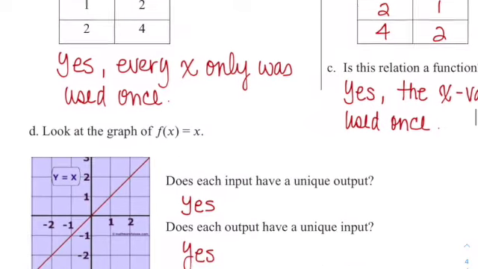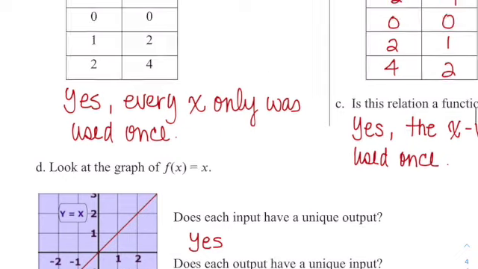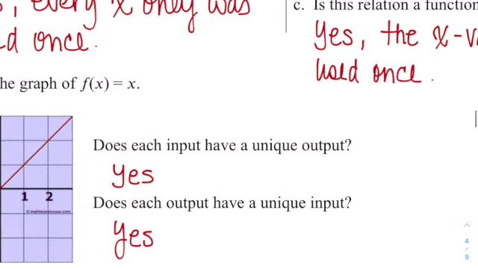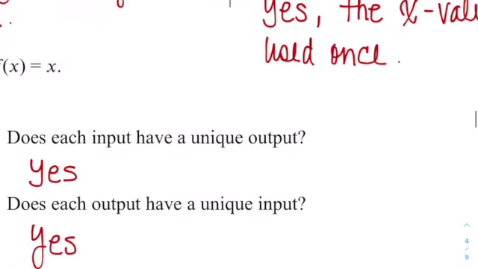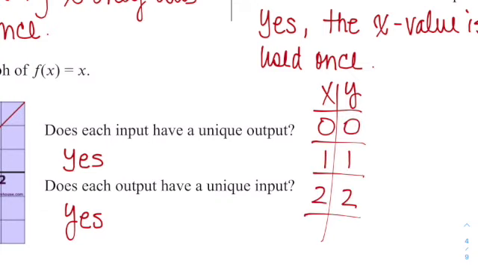So the next one I'm going to try to figure out is when x and y get switched. Does the input have a unique output? Yes, because you can do the vertical line test. If you do the vertical line test, you can just draw it and you only hit the graph at one point. And does the output have a unique input? Well, let's think about this. The line is going to be at 1, 1, x and y. So it's going to be 0, 0, 1, 1, 2, 2, 3, 3.